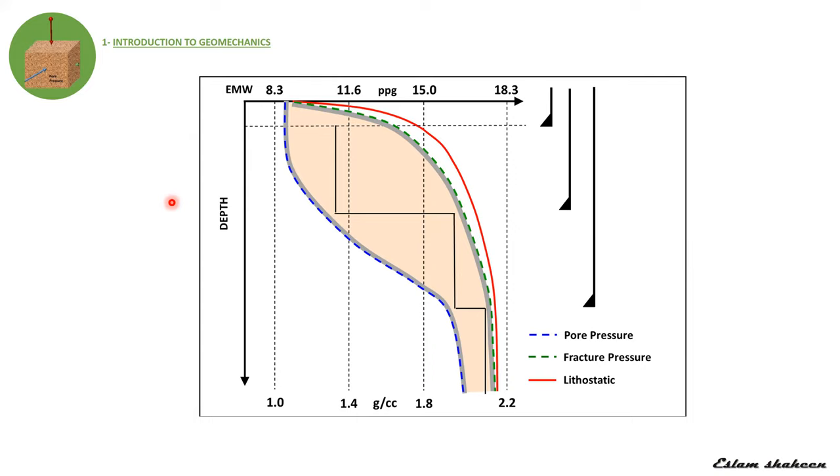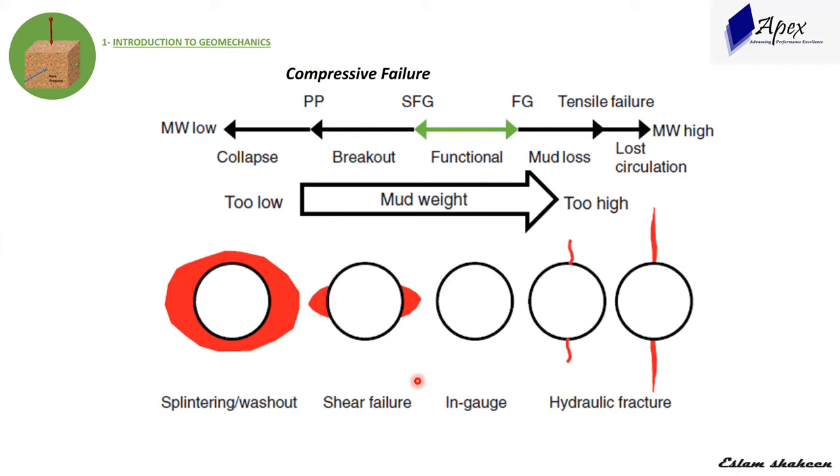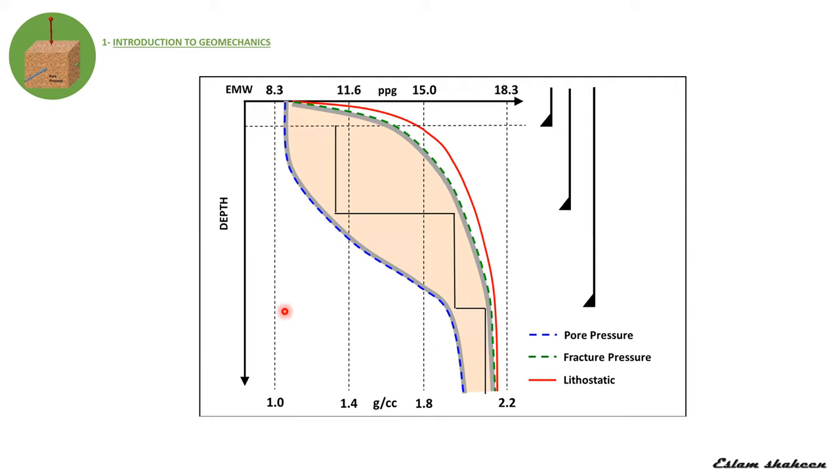The blue curve is the lower limit for me. I don't want to go below this blue curve, because when I get lower than this curve, we are going to have what we called in the earlier slide a shear failure, and shear failure can rise up to what we call the collapse. After the collapse, we are going to have a blowout. So this is the lower limit for me.